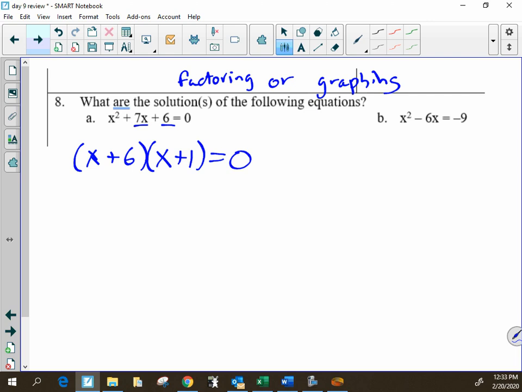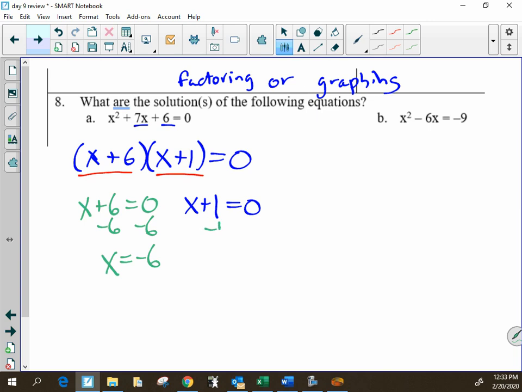So zero product property says if I have 2 numbers, which is this number and this number, multiplying together to give you 0, then one of the numbers has to be 0. And so either x plus 6 equals 0 or x plus 1 equals 0. Well, if I solve this, I get x equals -6, and here I get x equals -1. And there you can see the relationship between the factor and the solution. These would also be the zeros you got if you graphed it.